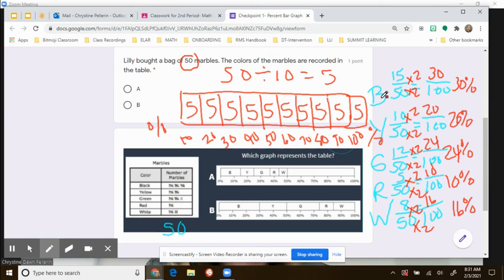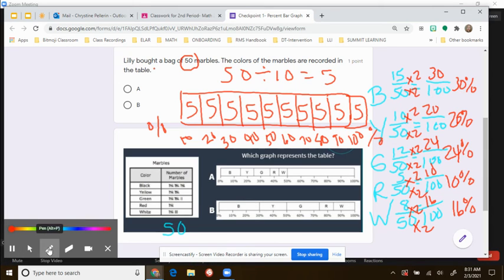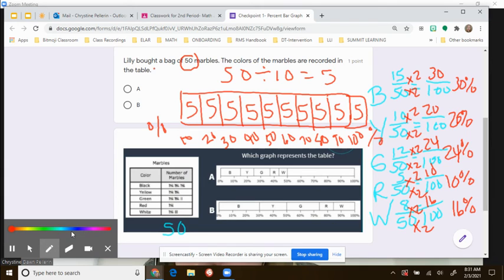So for black, it's 30%. We don't have black here, so I'll use this, okay? 30%. So we're not counting the 5s, we're counting the percent. And we have to count by 10s. So 10, 20, 30. And we said that is black. So let's label that black.